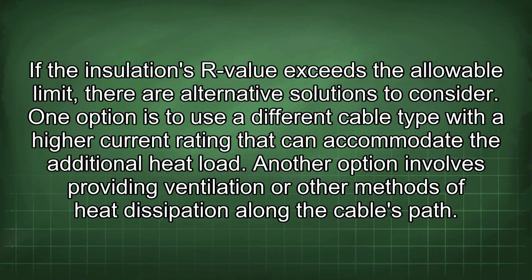If the insulation's R value exceeds the allowable limit, there are alternative solutions to consider. One option is to use a different cable type with a higher current rating that can accommodate the additional heat load. Another option involves providing ventilation or other methods of heat dissipation along the cable's path.